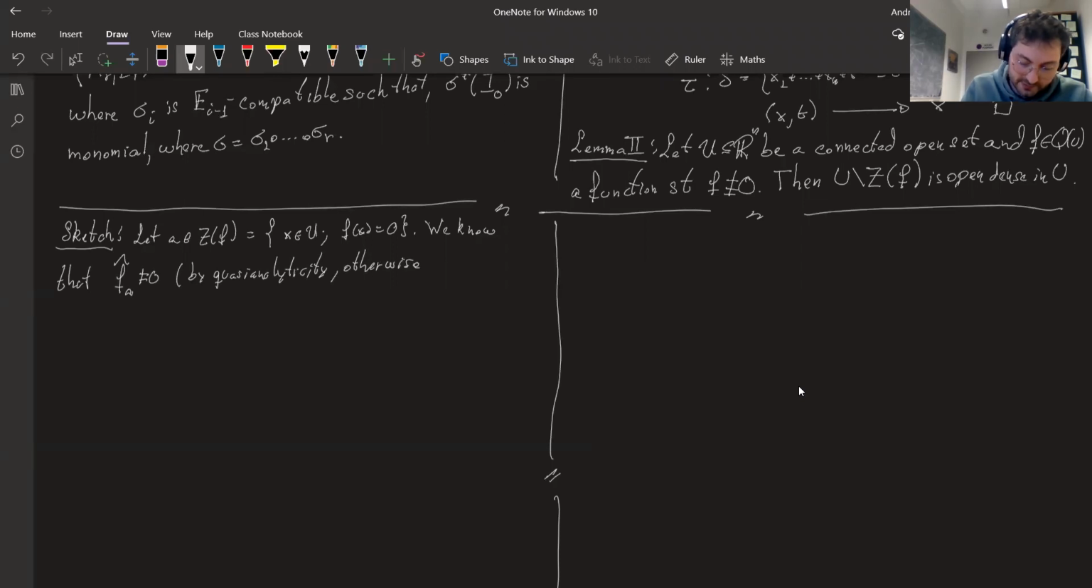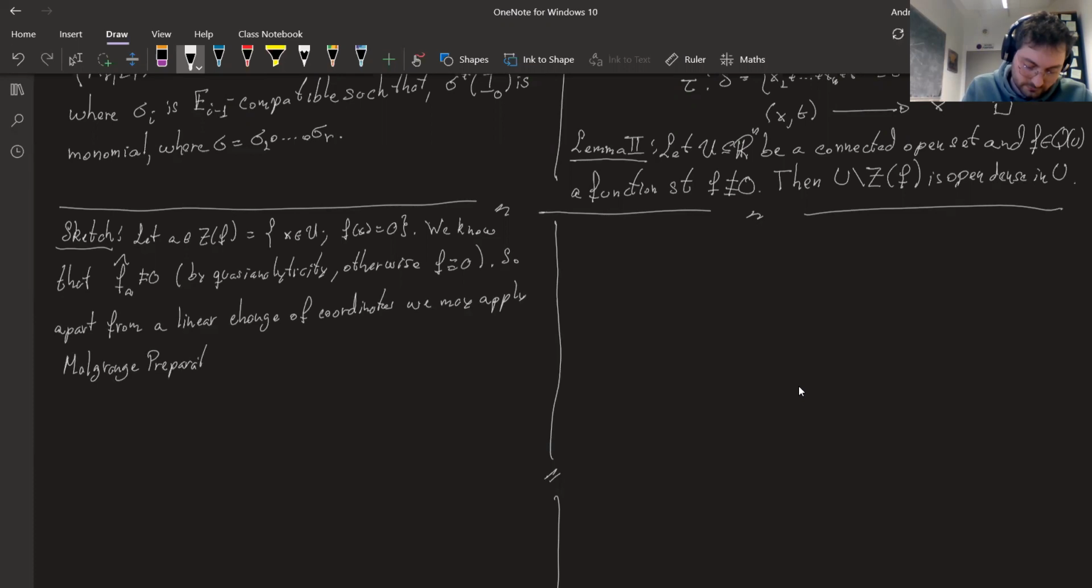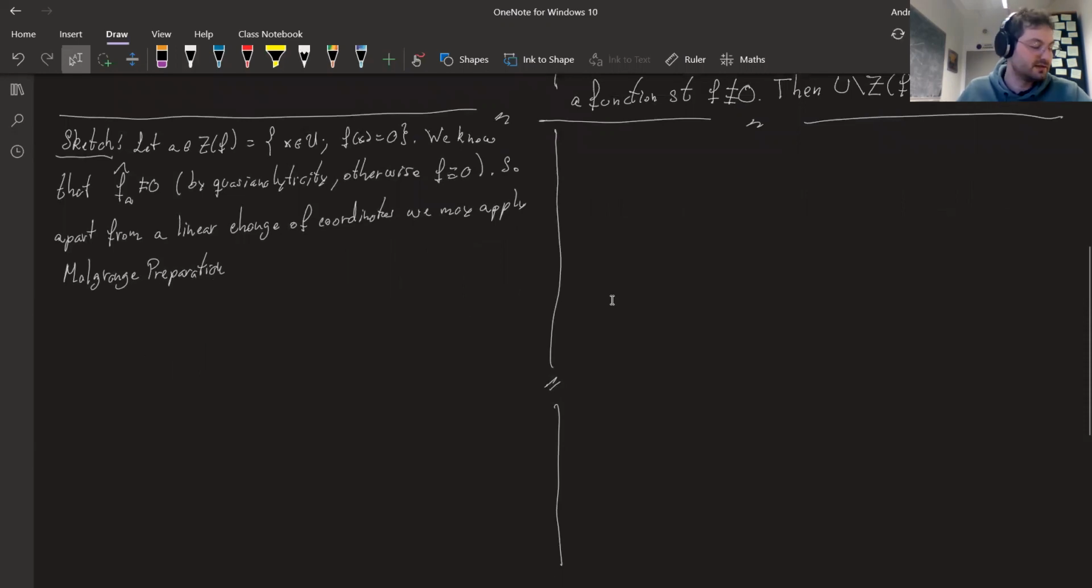Otherwise, the axiom would tell us that f would be equivalent to 0. So apart from the interchange of coordinates, we may apply Lagrange preparation. And with the Lagrange preparation theorem, it just becomes evident that this is the case.